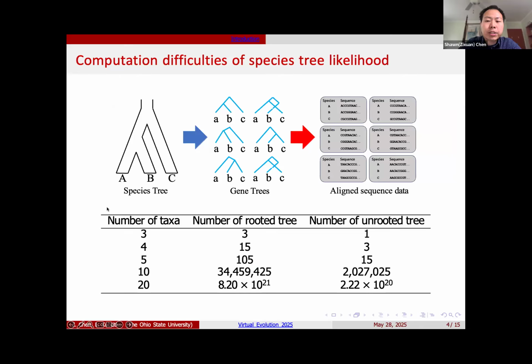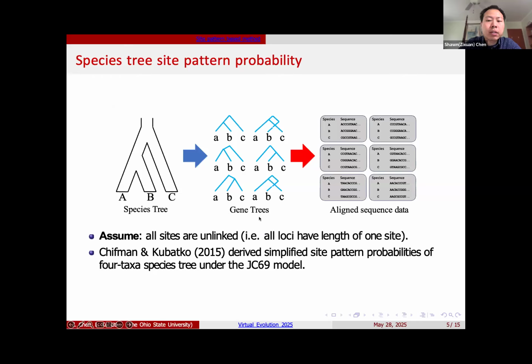However, as the number of species increases, the number of all possible gene trees increases explosively, as you can see in the table. So this makes the calculation of species tree likelihood nearly impossible for trees with more than 4 taxa. Assuming all sites are unlinked, Chifman and Kubatko derived simplified site pattern probabilities for species quartets under the Jukes-Cantor model. Under this model, the likelihood of a species quartet can be easily computed using the site pattern probabilities.